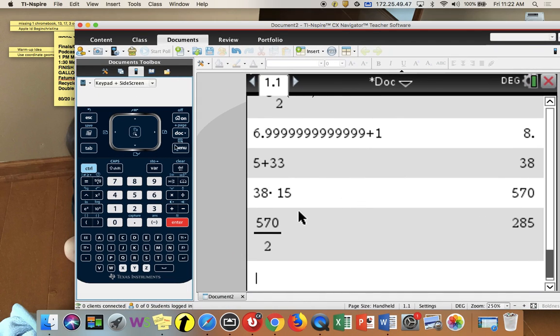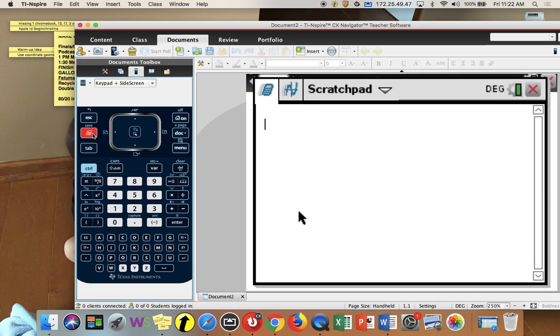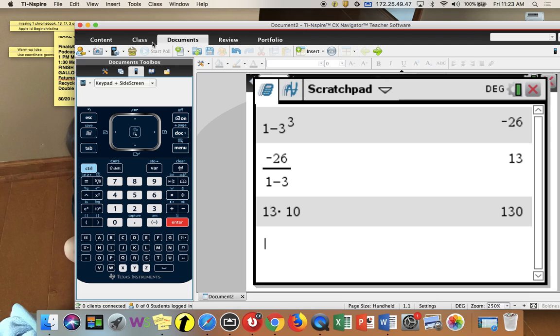Okay, so I would do the top first. 1 minus 3 to the third power. I would do that first. Divided by, I would do the bottom of the fraction, 1 minus 3 in parentheses, and then I would multiply that by 10, by that first term. So the sum of the first three numbers is 130.